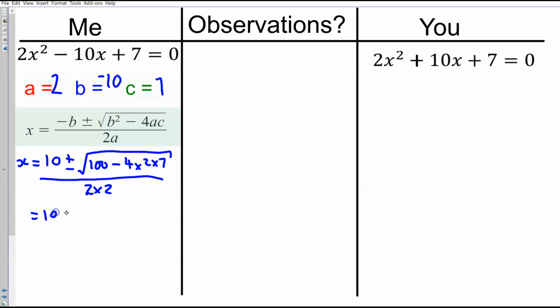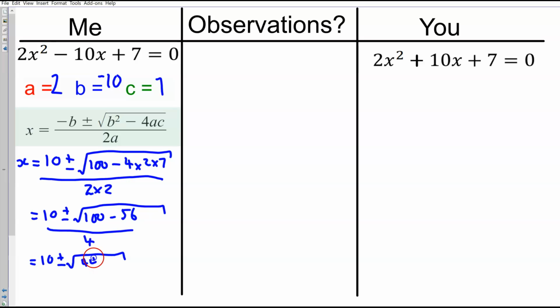Now I'm not reaching for a calculator, I'm doing loads of tidying. I go for my calculator right at the end. So we've got 4 times 2 times 7, that's 8 7s, 56, and that's all over 4. Still not going for my calculator, still doing this all in my head. 100 take away 56, oh gosh, what's that, 44? Now I'll go for my calculator and I'll work that out. And I'm going to work that out to 1 or 2 decimal places. You're normally told in the question.